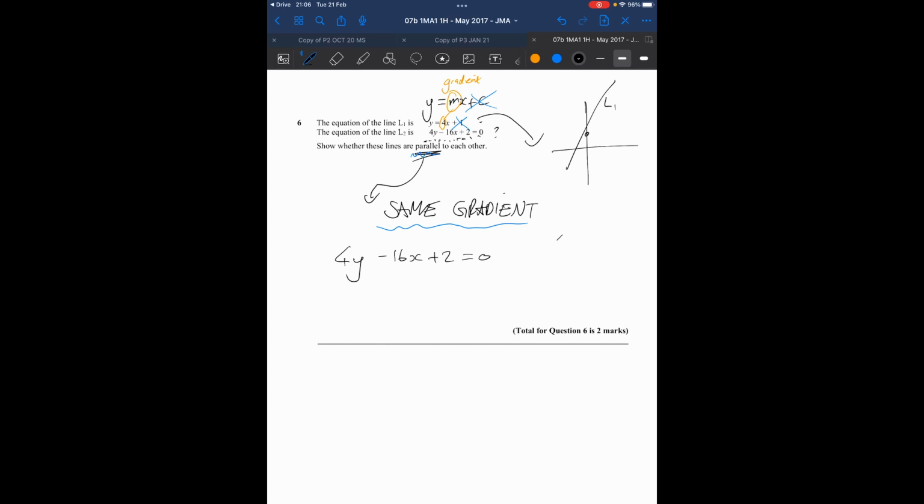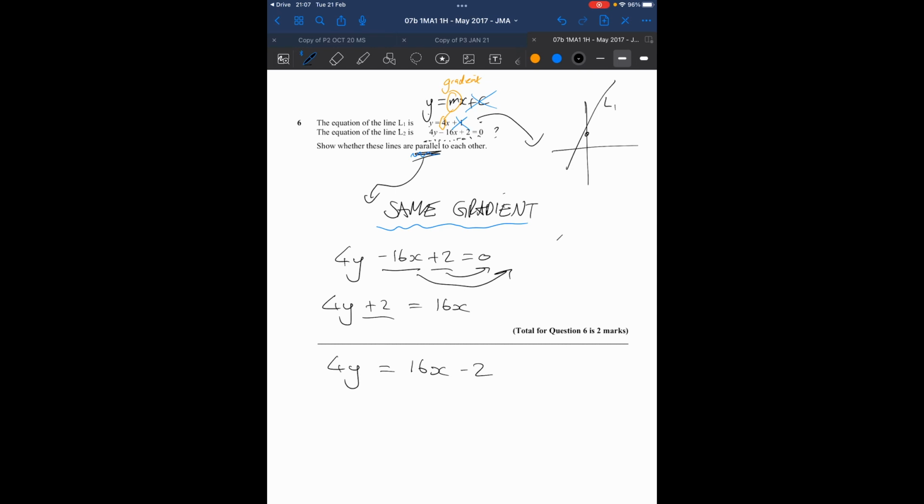Okay? So what could I do? It seems to me that a good first step would be to take the other stuff that's not about the y and to manipulate to get rid of that. So if I add 16x to both sides, I would get 4y plus 2 equals 16x. And if I take away 2 from both sides, I would get 4y equals 16x minus 2. So that's getting a bit closer.